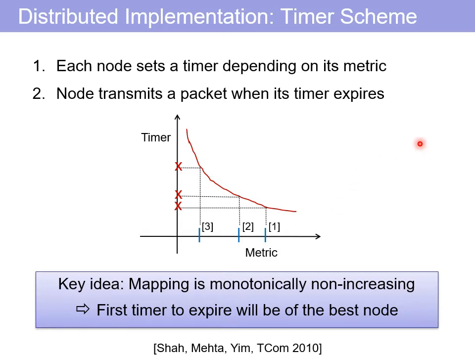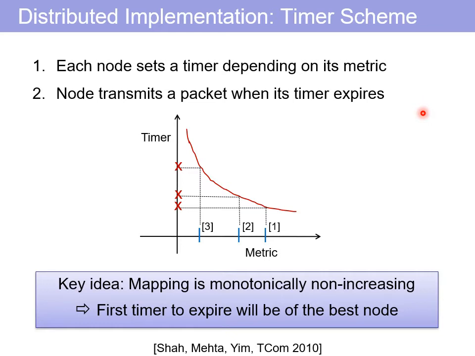If you're very interested in the scheme, I request you to read this paper we had written in 2010, which discusses the optimal design of the timer scheme itself. Here I'm going to explain it using an example. The way the timer scheme works is very simple. Each node sets a timer, and the timer is a function of what we call a metric. In this problem, the metric is the absolute value of the log likelihood ratio, the basis on which we order the transmissions. And the node transmits when its timer expires.